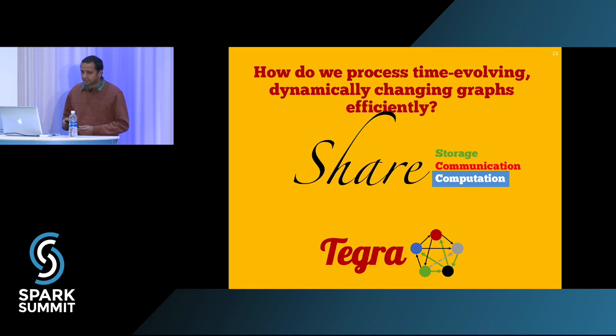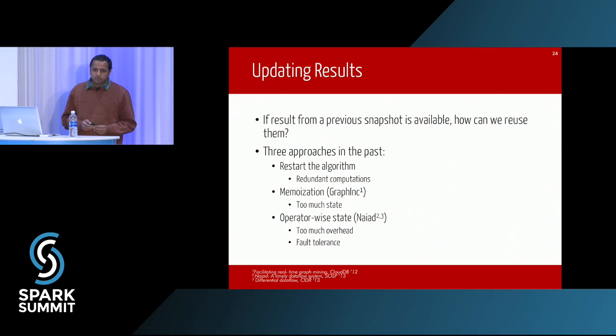So in our earlier example, we imagine that all the snapshots are available for us to work on at the same time. This may not be the case. For example, in the example that Doug mentioned, you have a streaming graph and snapshots are being formed all the time. So when you have access to a snapshot, you don't have access to the next snapshot at the same time. So what do you do then? Specifically, if you have results from running your algorithm on an earlier snapshot, how can you reuse them?